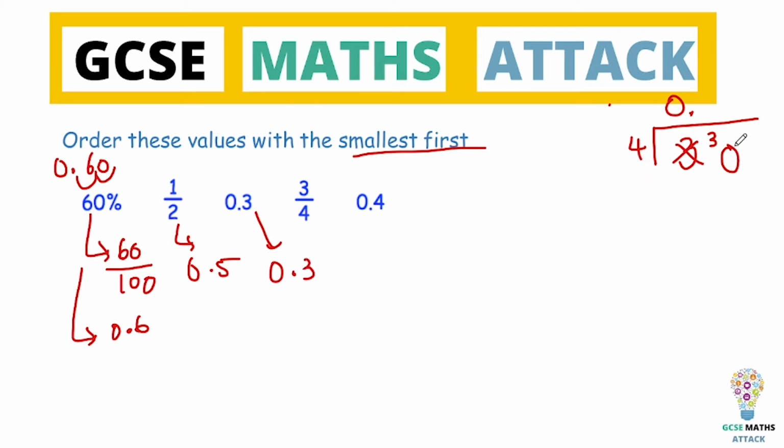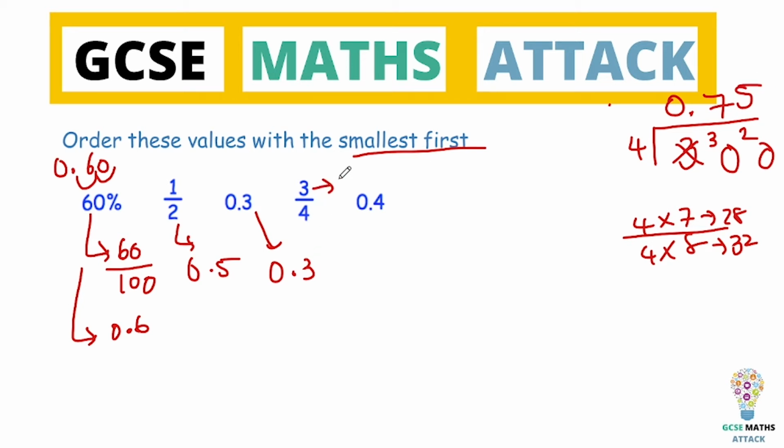So how many 4s go into 30? Well, I know that 4 times 7 will give me 28 and 4 times 8 will give me 32. So 32 is a bit too big for us, so we'll stick with this one. We're going to write 7 over here and we will have a remainder of 2. So 4 into 2 can't do, so you add a 0. 4 into 20 is 5. So that becomes 0.75, and then 0.4 is already a decimal.